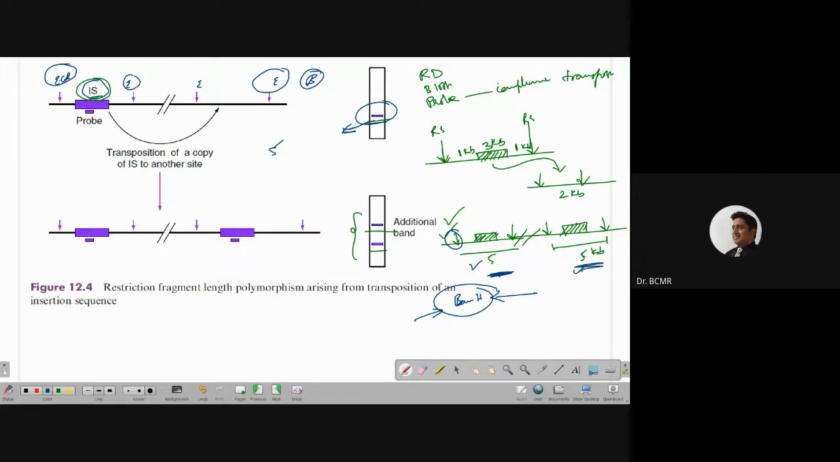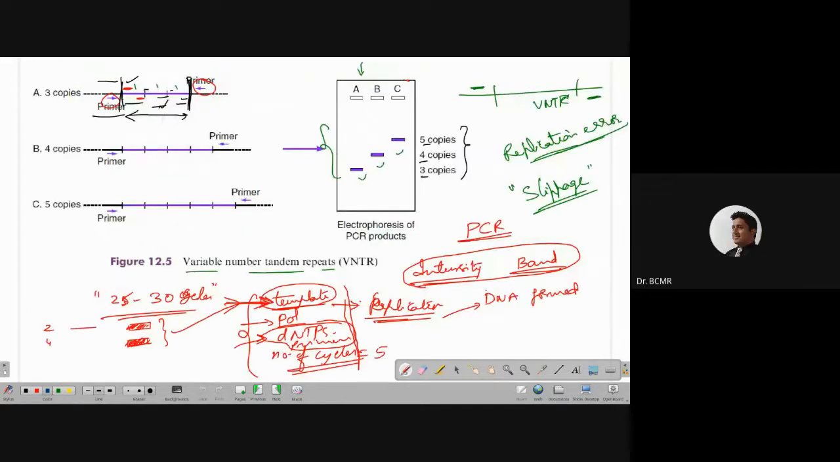Yes, Parvati. With respect to the variable number of tandem repeats, you mentioned that if we design the primer to be within the tandem repeat itself, then it should be able to bind with every other repeat. Is that right? That's right. So I'm still not able to get the point why the intensity would not matter.